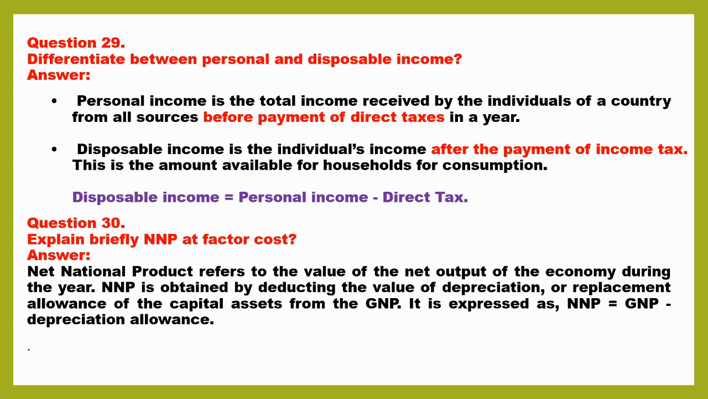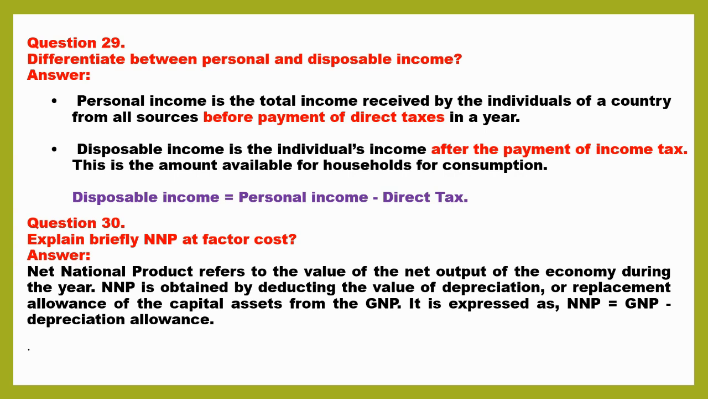Next question is, differentiate between personal income and disposable income. Very simple question. Personal income is the total income received by an individual of a country from all sources before payment of direct taxes in a year. So the total amount of income before paying tax is called personal income, whereas disposable income is the individual's income after the payment of income tax. After the tax payment, it is called disposable income.